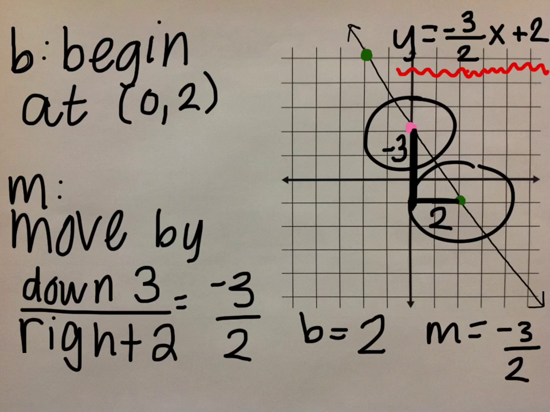Again, I took this straight line. I found points on the graph, so where it crossed to make a coordinate pair. I found where I began, my y-intercept for b. I found how I moved from one point to the other, going left to right, and that was going down 3 over 2, so my slope was negative 3 over 2, and I put it into my slope-intercept form equation.